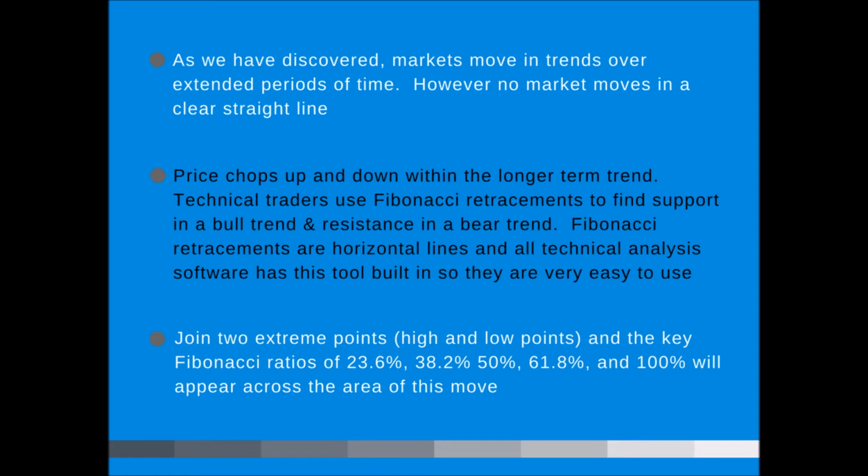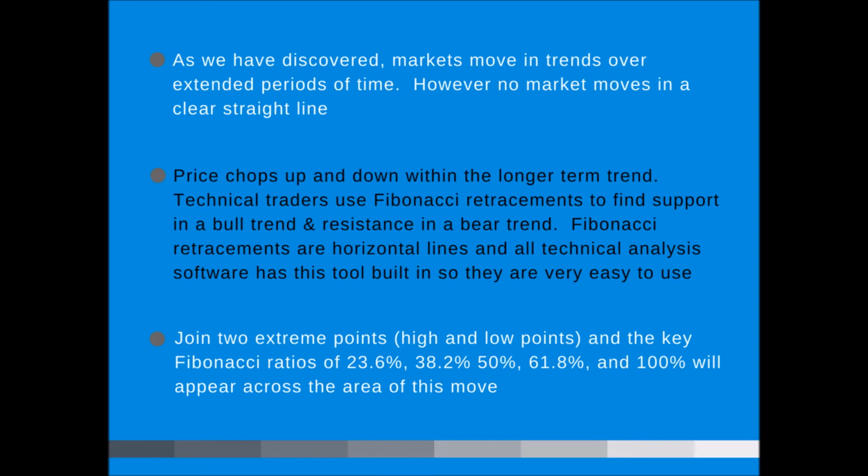Fibonacci retracements are horizontal lines, and all technical analysis software has this tool built in, so they are very easy to use. Join two extreme points, or the high and low points, and the key Fibonacci ratios of 23.6, 38.2, 50%, 61.8 and 100% will appear across the area of this move. Lovely, you don't have to calculate them yourselves.